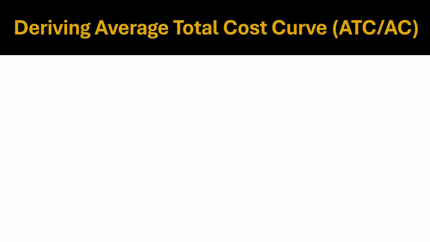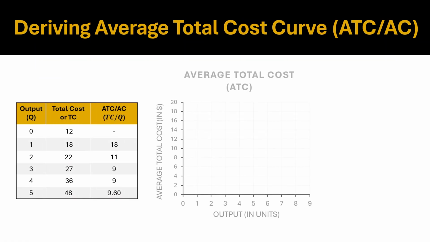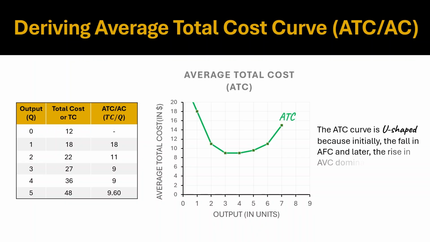Now let's derive the ATC curve from the cost table. For each level of output, we divide total cost by quantity produced to calculate ATC. Plot these ATC values against output and we get this curve. Notice the shape. The ATC curve is also U-shaped because initially the fall in AFC and later the rise in AVC dominates.